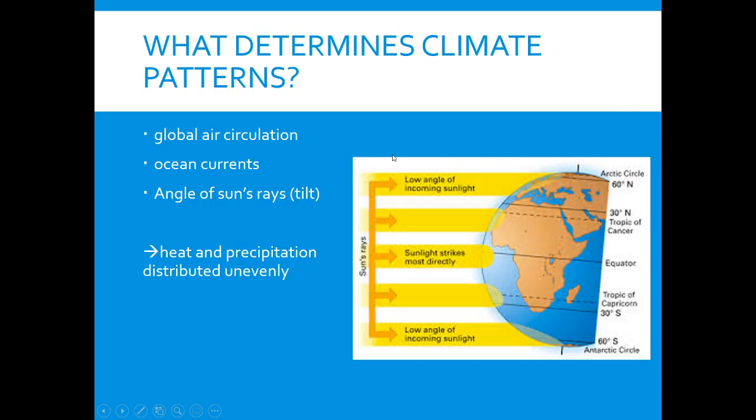So what determines these climate patterns? A lot of it's due to the global air circulation, the ocean's currents, and the angle of the sun's rays, or the tilt of the axis. So remember that heat and precipitation on the Earth is not distributed evenly because of the way that the Earth is formed. We are a sphere, and so we do not get the same type of heat, and we are also looking at areas of more land mass compared to others, and so there is more precipitation as you get closer to water.